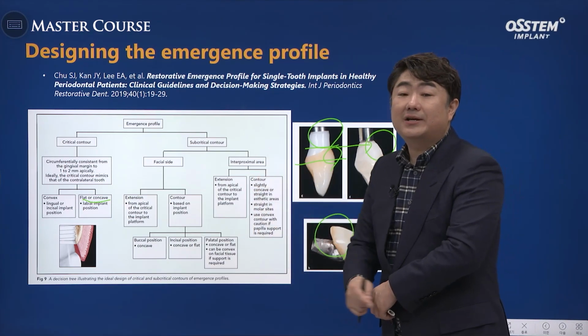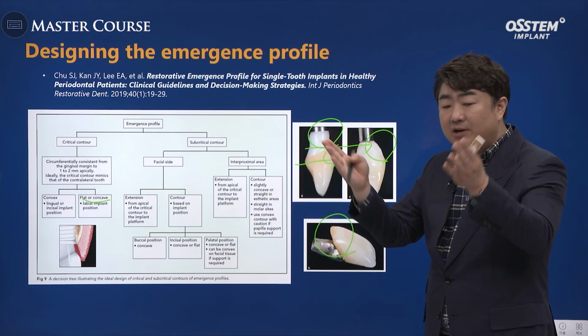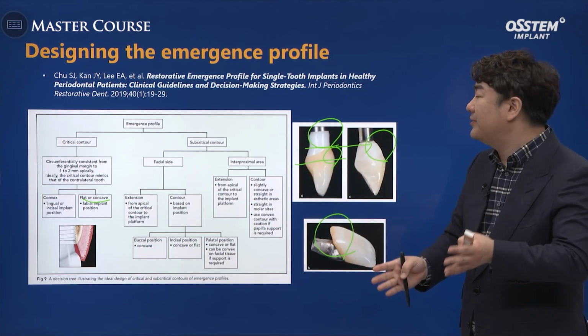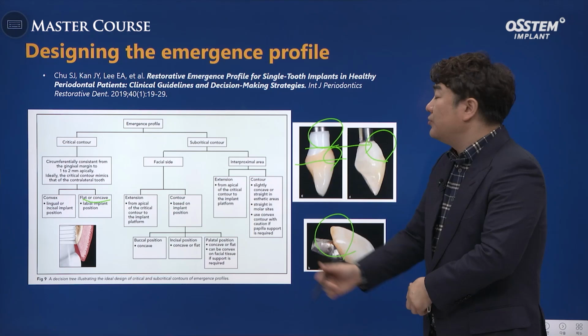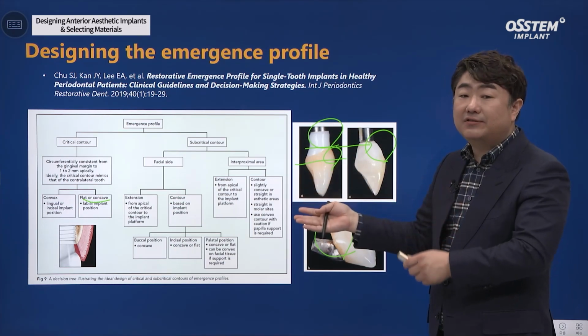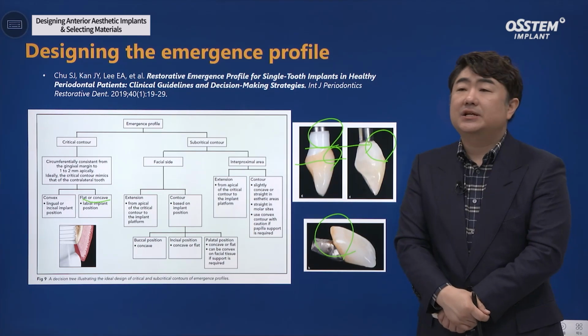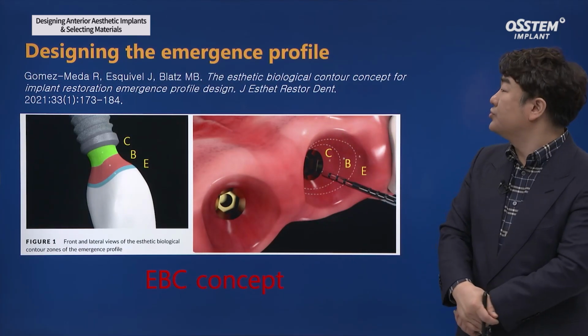In the case of the interproximal area, it can be concave or straight. If the surgeon wants to control the papilla, the surgeon can also add convexity. This literature is a bit more detailed. It's from 2021.